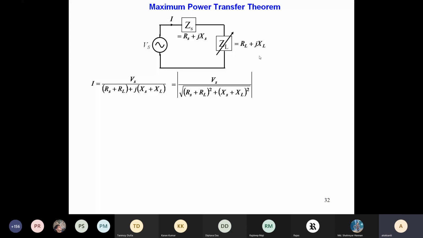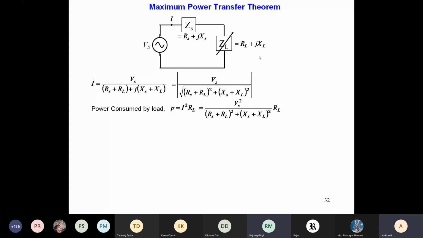Now, what is the power consumed by the load? The power consumed by the load is basically I square RL, because the load is consuming power and that is only due to the resistive element. Whatever is I square times RL is the power consumed by the load. And if you substitute the current, it leads to this expression.